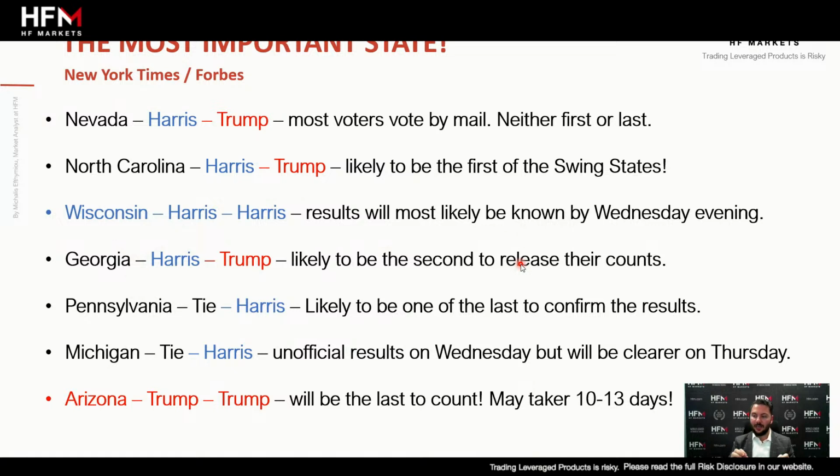Pennsylvania is likely to be one of the last to confirm the results. Michigan, unofficial results will be on Wednesday, but will be a lot clearer on Thursday. Arizona is likely to be one of the last. It could take up to 10 to 13 days. So, of course, that's going to be one of the last you're going to look for. To be honest, it depends on how close the election is.